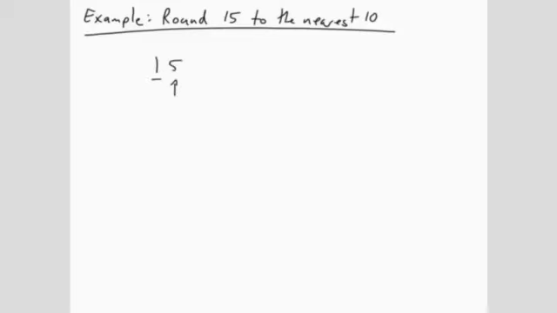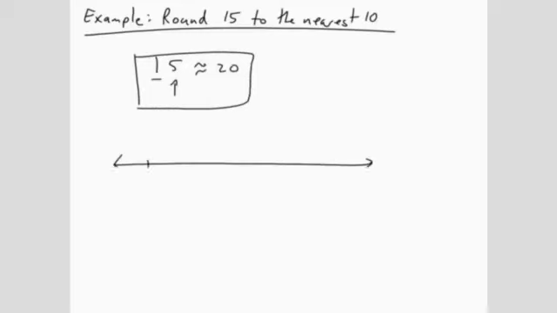Example, round 15 to the nearest 10. If we just blindly follow the rules, we will quickly see that this rounds up to 20. But what about the picture? 15 is the same distance between both 10 and 20. So why is it that we round up instead of round down?